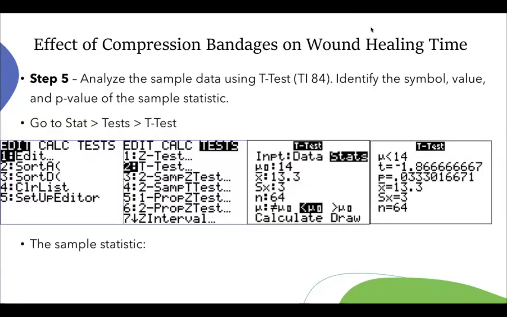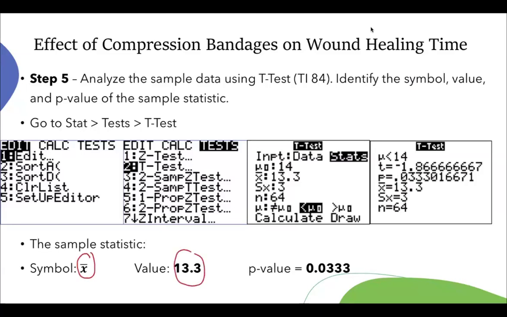Okay, so our sample statistic is symbolized by x bar. Its value is 13.3 and its p-value is 0.0333. All of this is asked of you on the homework that you'll see for this lecture, as well as the next test, the final exam.